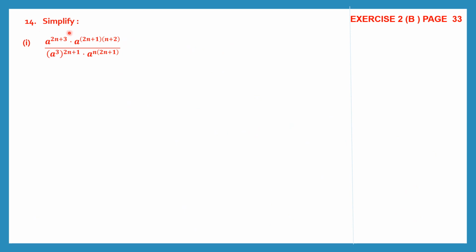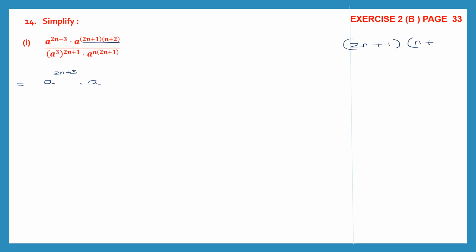Lesson 14, simplify. So here let's work this out. Just let's write it as it is into a, and now let's multiply these two. So let's write what's given to us. So we have been given a to the power of 2n plus 3. Now next one is we're going to multiply a raised to the power of 2n plus 1 into n plus 2. Now 2n plus 1 into n plus 2.